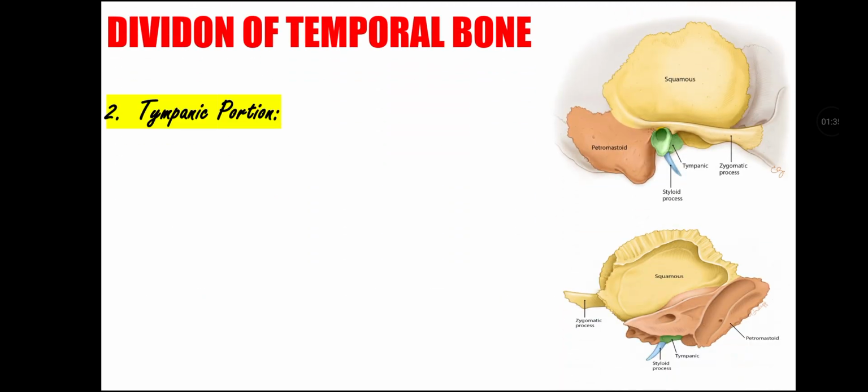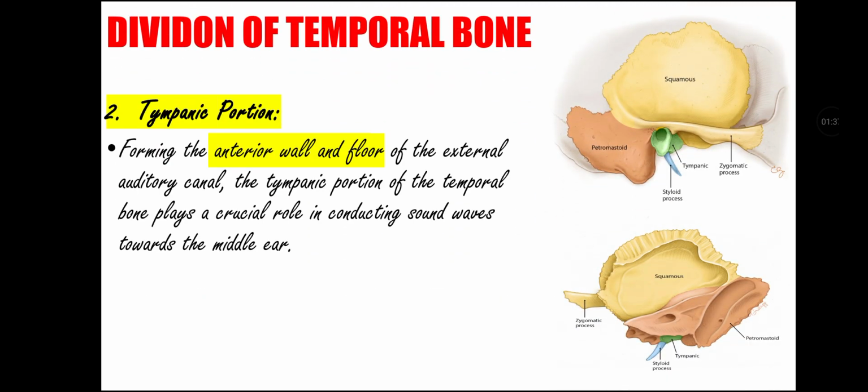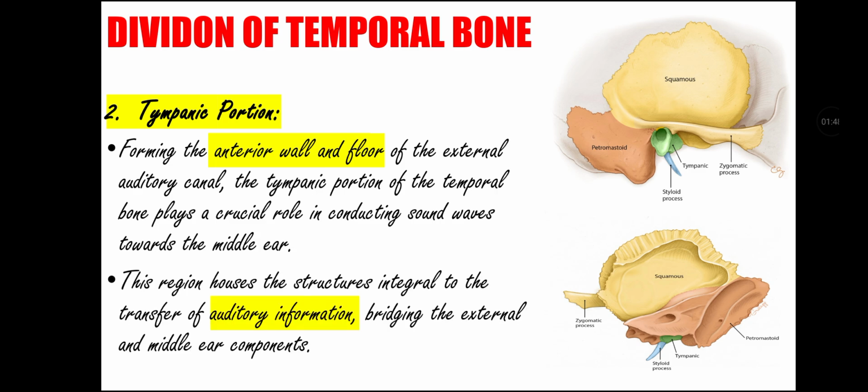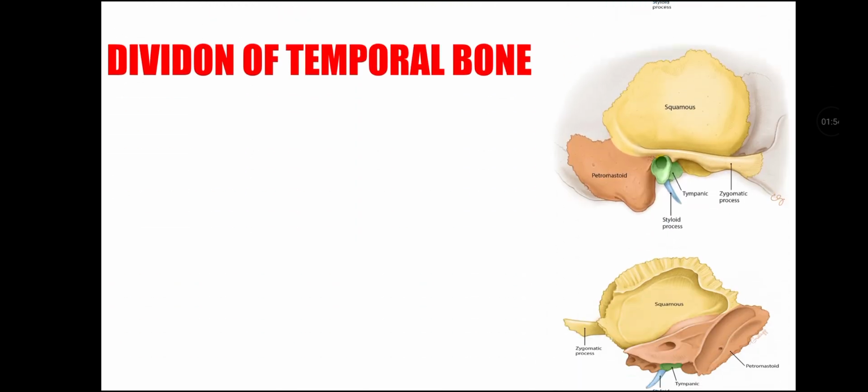Next portion of the temporal bone is tympanic portion. It forms the anterior wall and floor of external auditory canal. The tympanic portion of temporal bone plays a crucial role in conducting sound waves towards the middle ear. This region houses the structures integral to transfer of auditory information, bridging the external and middle ear components.